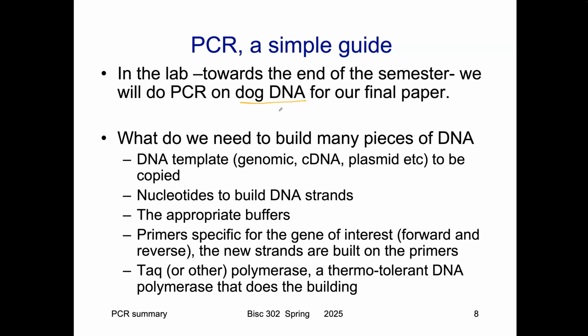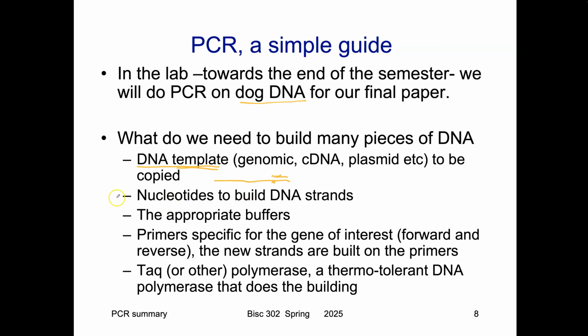So what do we need if we're going to try to build a lot of pieces of DNA? You need a DNA template. Template is the word for the DNA sequence that is going to be copied. And if this is the DNA and this is the primer, new nucleotides are going to be added one by one that are complementary to the template. So when we say we're copying the template, the reason is that DNA is double-stranded. I'll talk about that more in a minute. And so we're copying each of the strands.